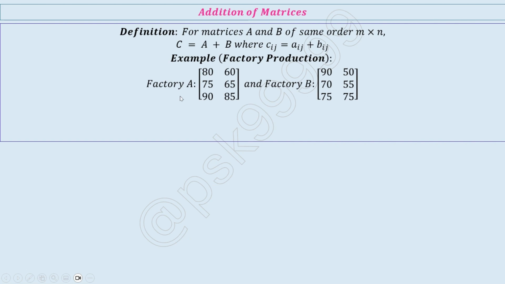Okay. So factory A plus factory B, that combined production is A plus B, which is nothing but 80 plus 90, 60 plus 50, 110, 75 plus 70, 65 plus 55, and so on. Only add the corresponding elements. Okay, so this is how the matrix addition can be done.